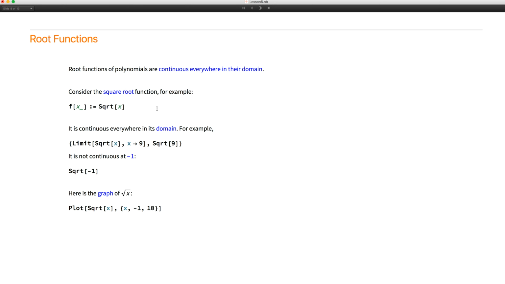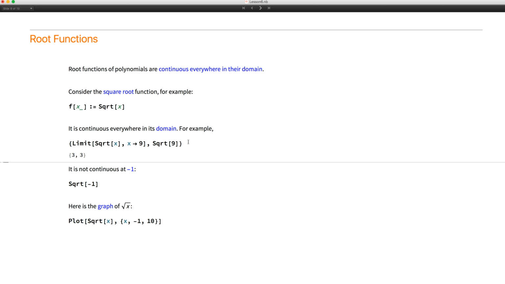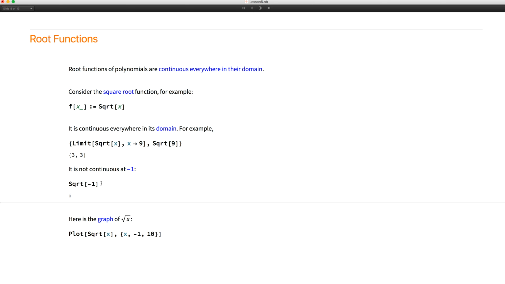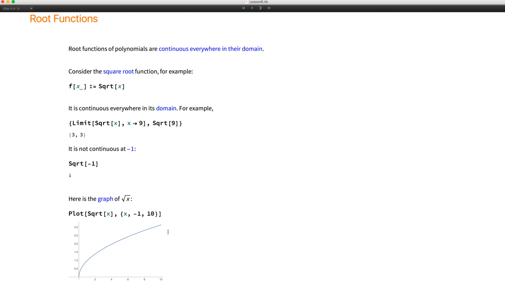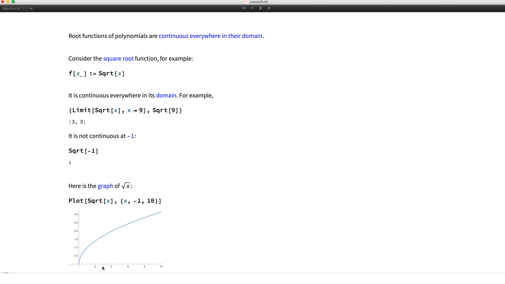Okay, so root functions are also very similar to polynomials because they're continuous everywhere in their domain. So wherever they're defined, you're okay. So here's a square root function, f of x. That's continuous wherever it's defined, namely when x is non-negative. But at -1, it's got an imaginary value I, so one cannot really talk about continuity at that point. So here's a graph, and as long as the function is defined, there is no problem at all, it is continuous.